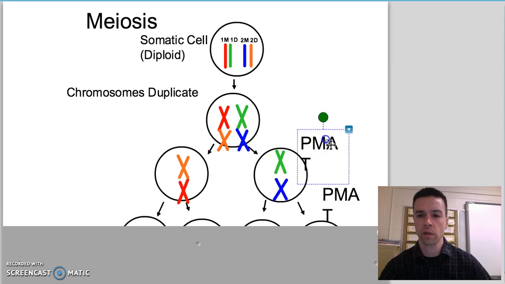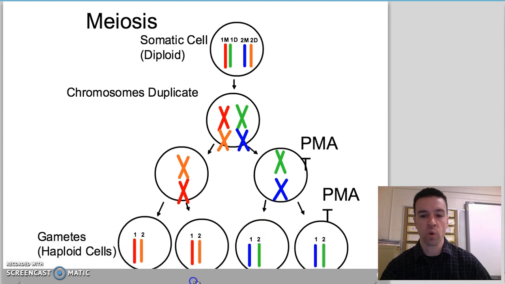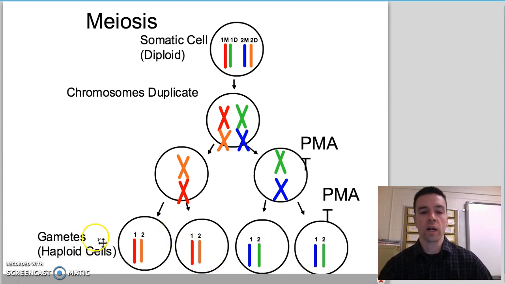Sorry for the little mess up here. I don't know if I can fix that, but you get the idea. So PMAT, and then PMAT happens again, which is kind of what I showed you in that complicated diagram. So prophase, metaphase, anaphase, and telophase happen twice. And then in the end, what we end up with are gametes instead of diploid cells. And gametes, remember, are haploid, because haploid means they have half the number of chromosomes. So meiosis makes gametes, mitosis makes normal old cells.